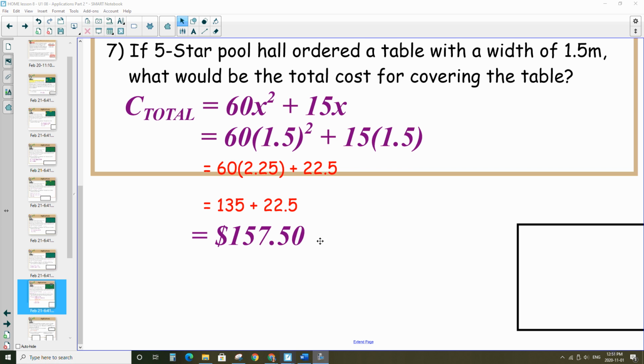I just went back and added a couple more steps here in case you were confused about where this 157.50 came from. To go over it one more time, I squared the 1.5 to get 2.25, and then that gets multiplied by the 60 to give you 135 down here. Then 15 times 1.5 is 22.50, and in the last step I added them together. So the total cost is $157.50.